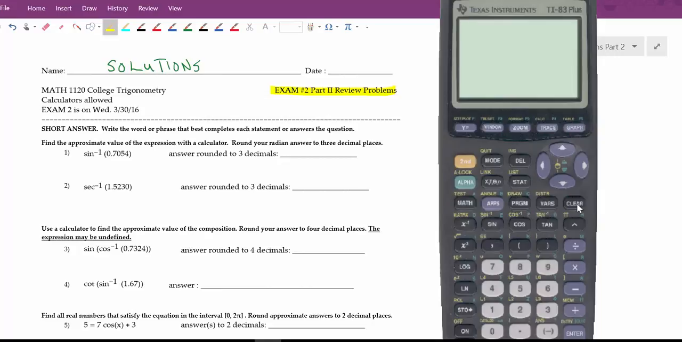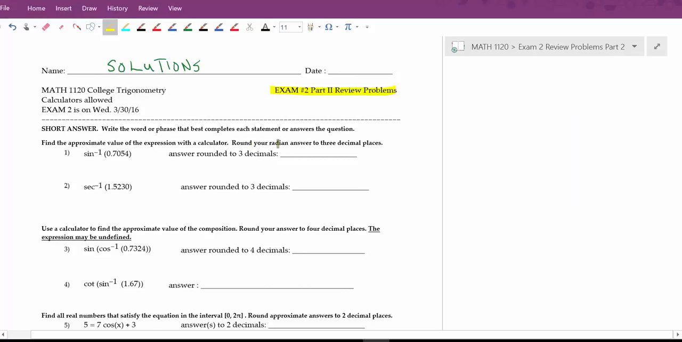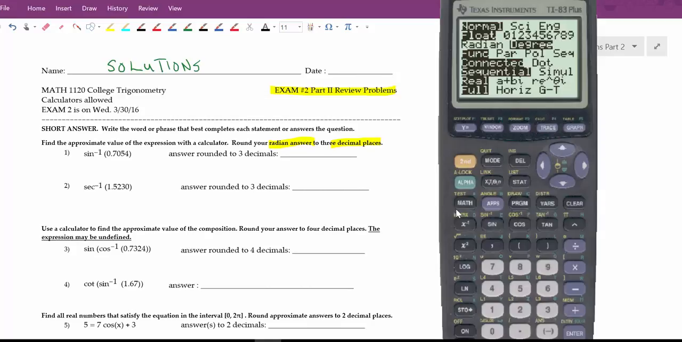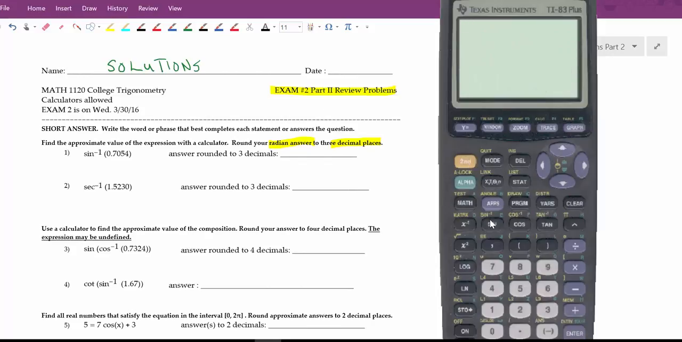So what we're doing is an inverse sine, and if you read the directions of the problem, it says find the radian answer to three decimal places. That tells you that you need to give a radian answer. So the first thing we're going to do is put ourselves in radian mode, and then put in the inverse sine. So we go second, I'm going to clear this off. Okay, we're in the right mode, radian mode. So we're going to go second sine, or inverse sine, of 0.7054, and then round it off.